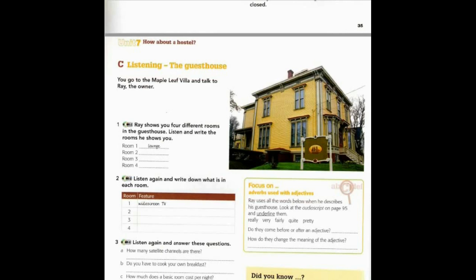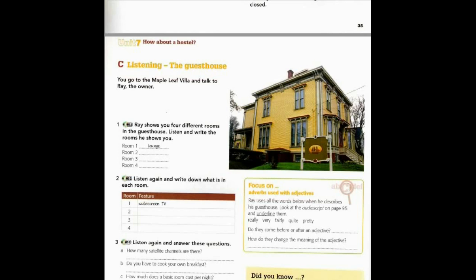Okay, the bathroom. Here's the bathroom. You share with just one other guest. There's a power shower and plenty of towels. I think you can see it's a comfortable place to stay.